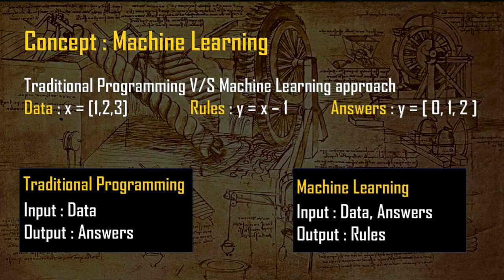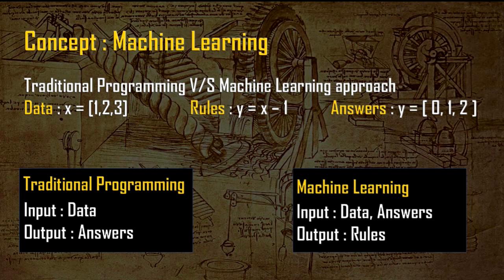Gladly most of you are already aware of the machine learning concepts, but I'll still cover the basics briefly. The difference between the machine learning approach and the traditional programming approach is that in traditional programming, we feed data as input and we get answers as output, but in machine learning we feed data and answers as input and we get the rules as the output.